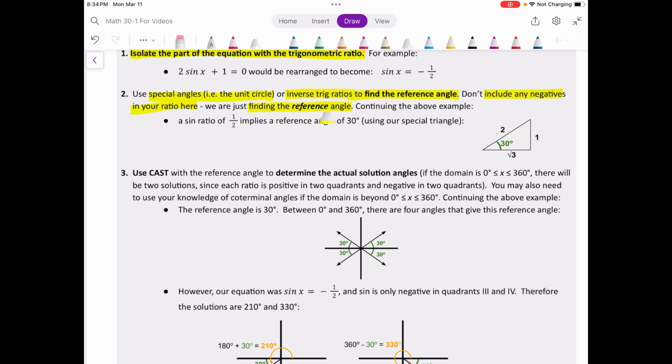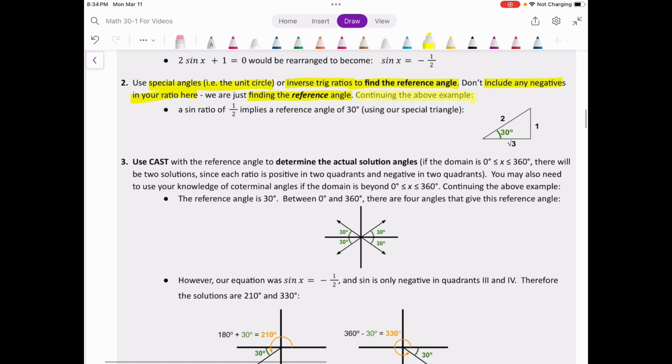But when just getting the reference angle, for this one, for example, if we had to use our calculator, which we wouldn't for this one because this is one of our special angles, we would just say inverse sine of 1/2 to get the reference angle. Then we'd think about what the fact that it was really -1/2 means for the quadrant that it's in. So continuing the above example, a sine ratio of 1/2 implies a reference angle of 30 degrees, right?